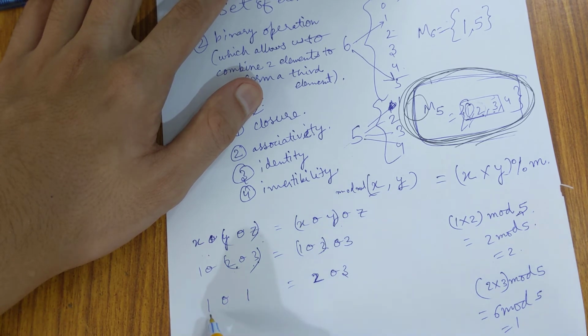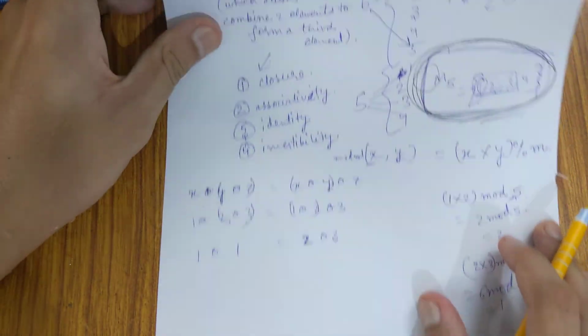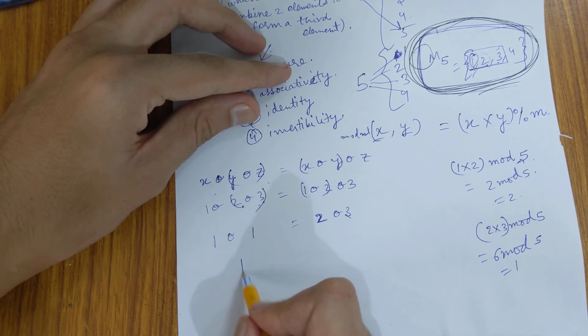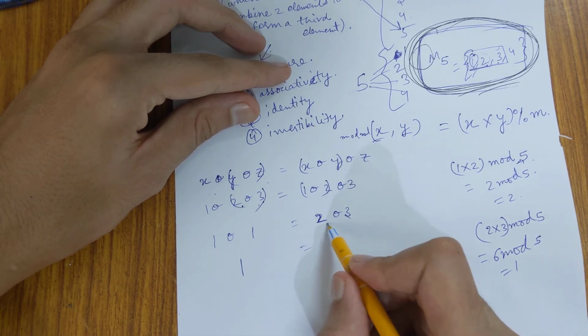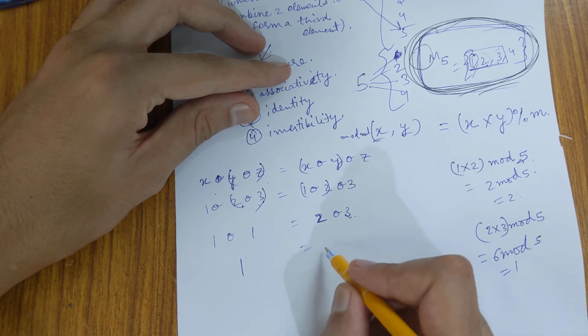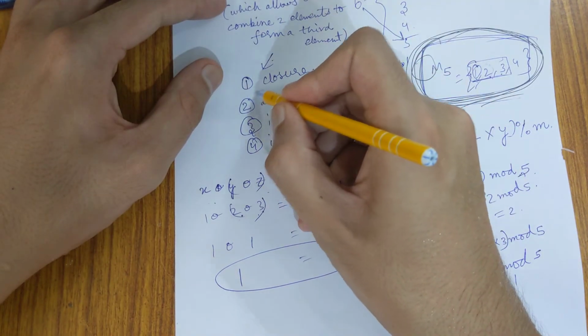On the other side, 1 O 2 is 1 into 2 mod 5, which is 2, and then 2 into 3 mod 5 is 6 mod 5, which is again 1. So they both are equal. So this is the property of associativity.